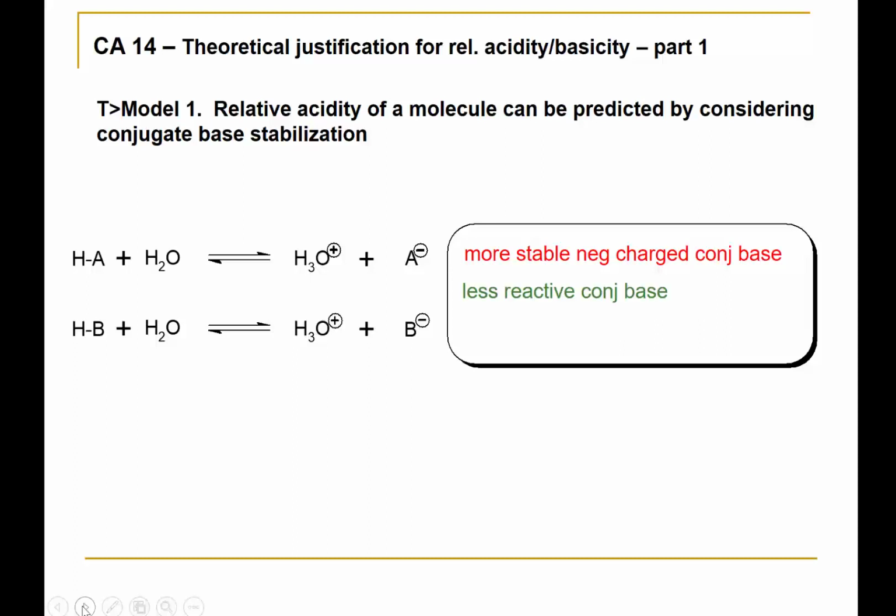The more stable that negatively charged conjugate base, the less reactive that conjugate base is. There is less of a tendency, in a sense, for that conjugate base to pick up a proton and reform the corresponding conjugate acid. So the more stable the negatively charged conjugate base, the stronger will be the conjugate acid. So all of our comparisons will be based on these sorts of premises.